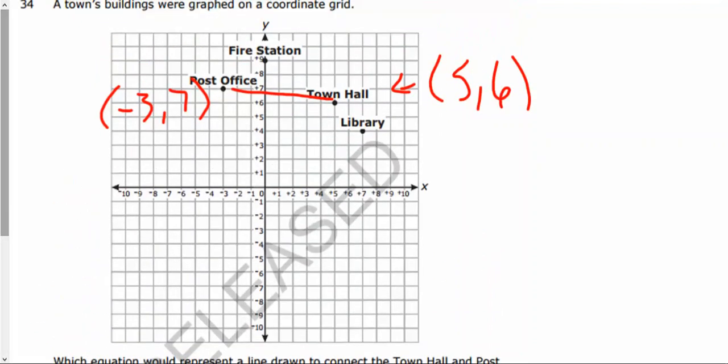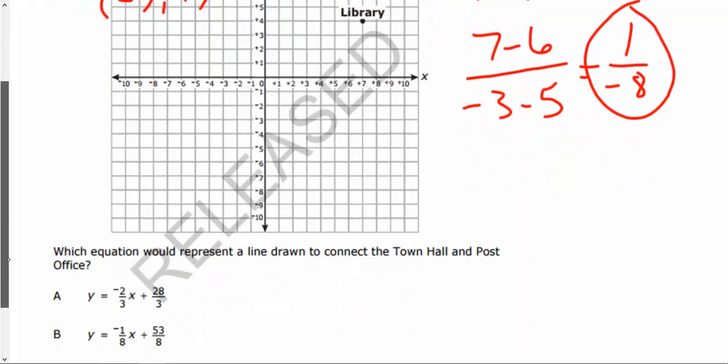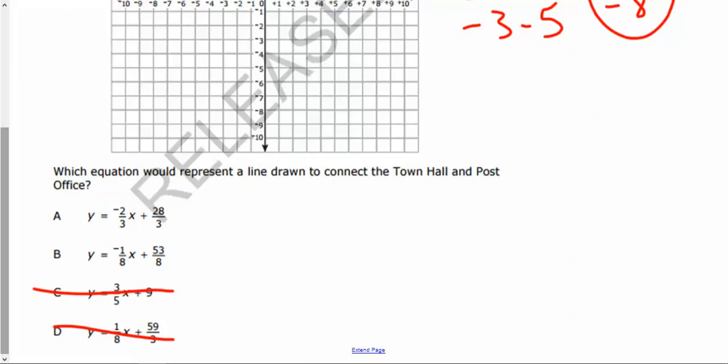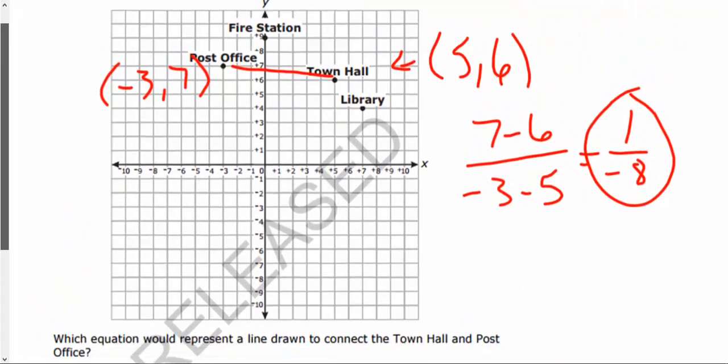The next thing we're going to do is actually find the slope. So we're going to do 7 minus 6 over negative 3 minus 5, which gives us 1 over negative 8, or negative 1/8. So if we wanted to stop there and be a little cheeky, we could essentially say, oh, hey, this is a slope of negative 1/8. It's got to be B. But let's figure out and make sure that that y-intercept is also true.